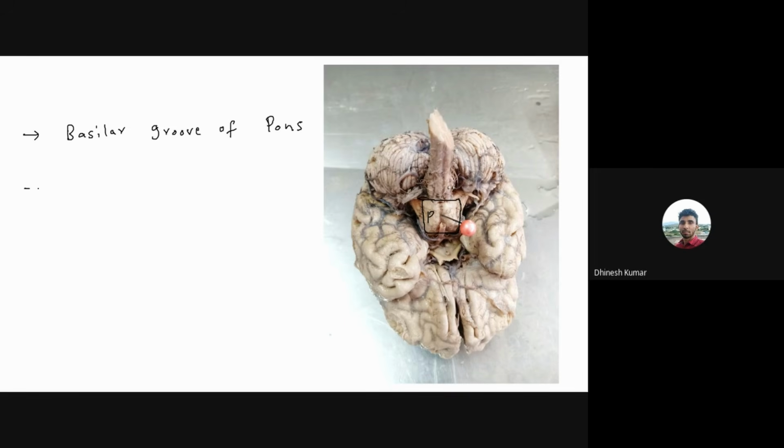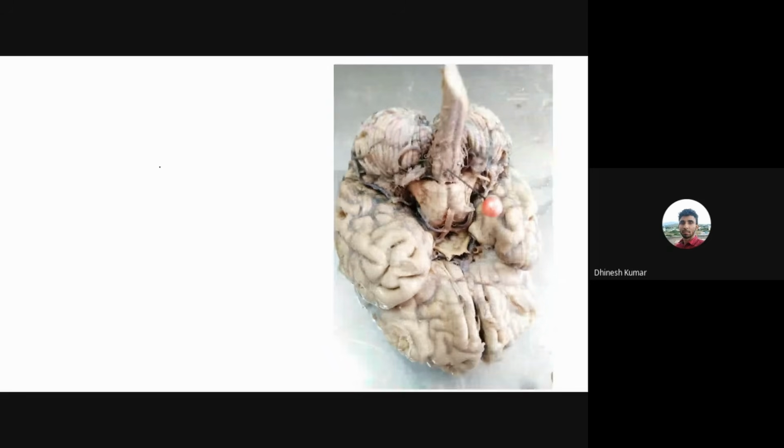The sub-question is usually: mention the content of the pinned structure. The answer is basilar artery. In this diagram, do you see a part of one artery? Only a part of the artery you are able to see. This is nothing but the basilar artery. So the content of the basilar groove is basilar artery. Fine. Let's move to the next question.